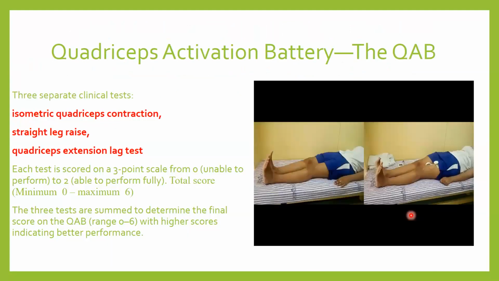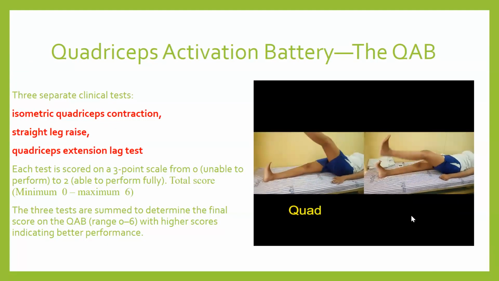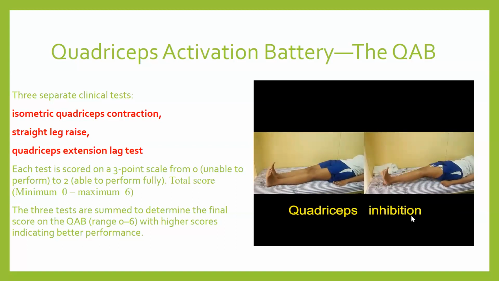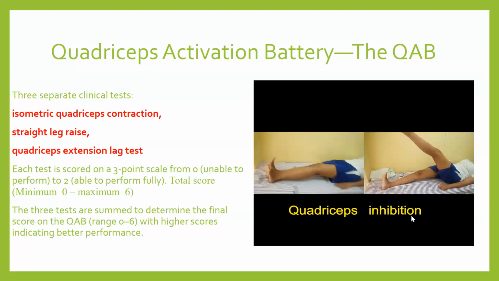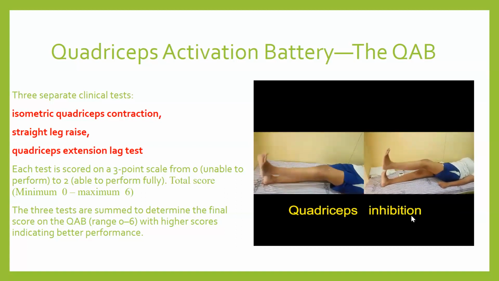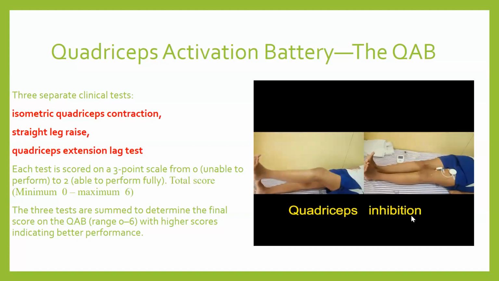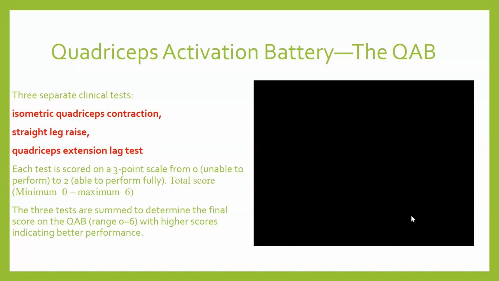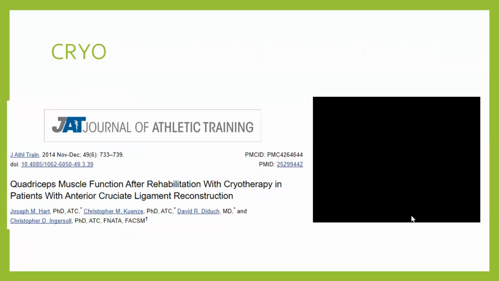This is a simple method where we are looking at three components. One is that the patient should be able to visibly, isometrically contract the quadriceps. The patient should be able to do a straight leg raise, and the patient should be able to do a quadriceps extension without lag. These are an indication that the quadriceps is functioning efficiently. All three can be present, or one or two will be present.